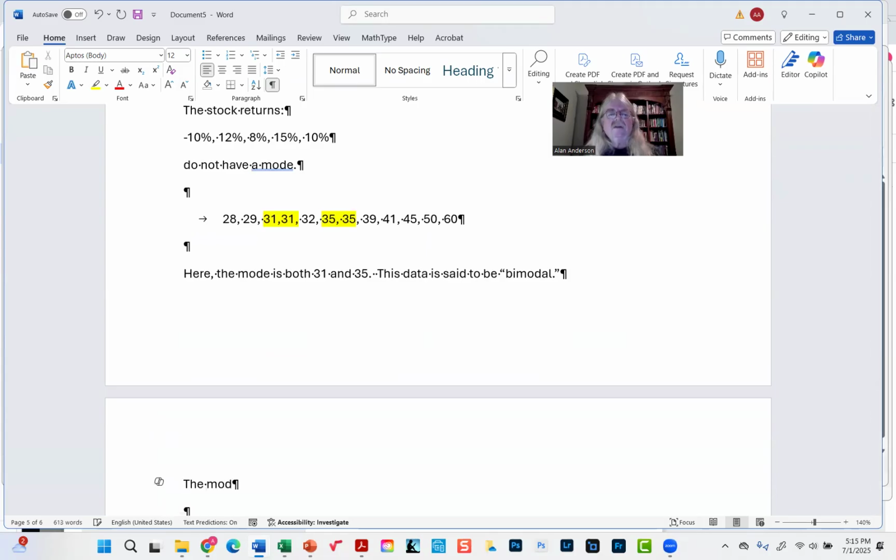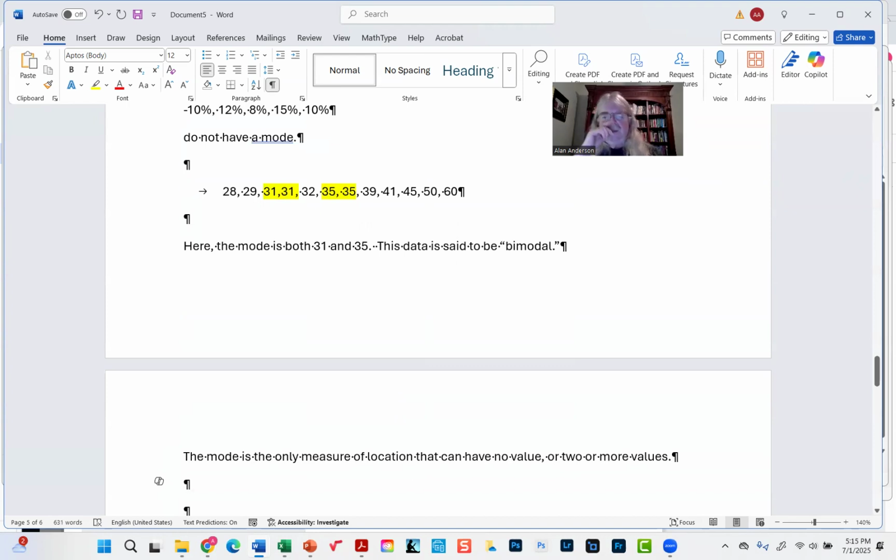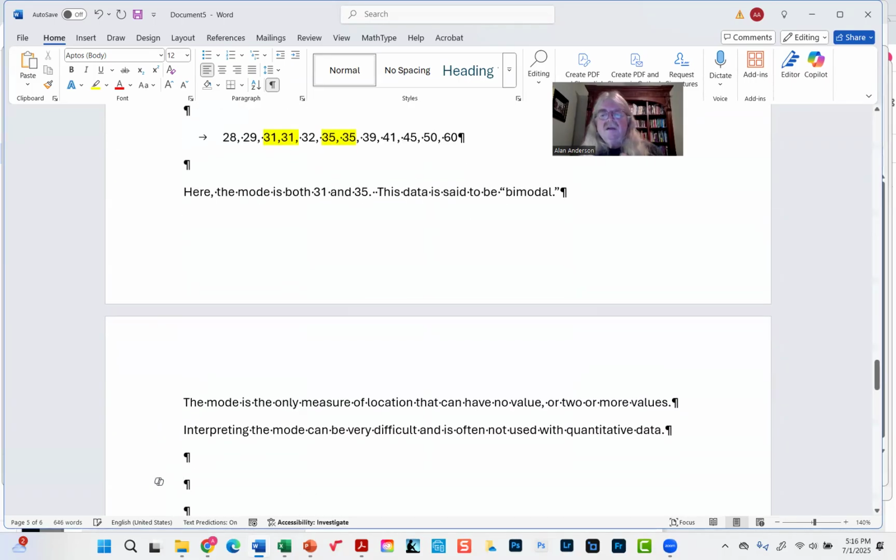Okay, so the mode is the only measure of location that can have no value or two or more values. That is one of the things that makes it very unusual. But interpreting the mode can be very difficult and is often not used with quantitative data. You can see why it would be helpful with qualitative data.